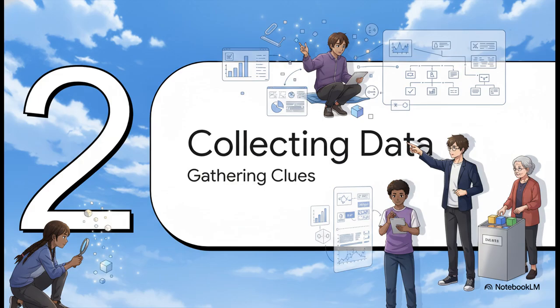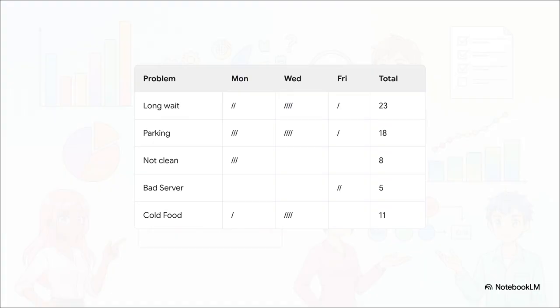Moving right along to Section 2, collecting and organizing data. It's time to gather some clues. Okay, so this is phase 1 of any good problem-solving endeavor, gathering hard evidence before we jump to any conclusions. And our very first tool in the overview is the check sheet.